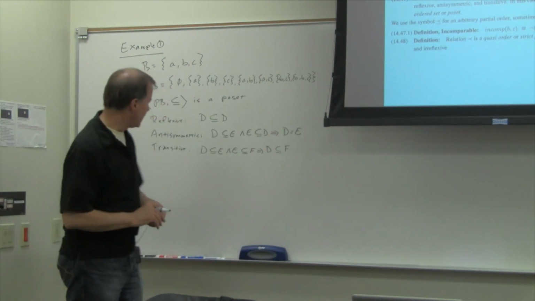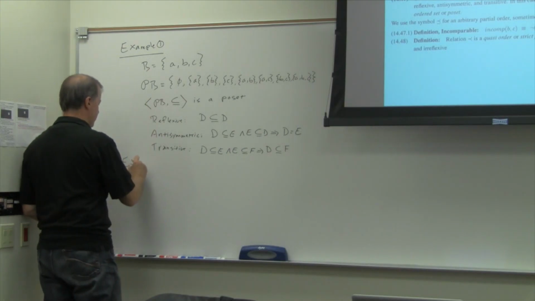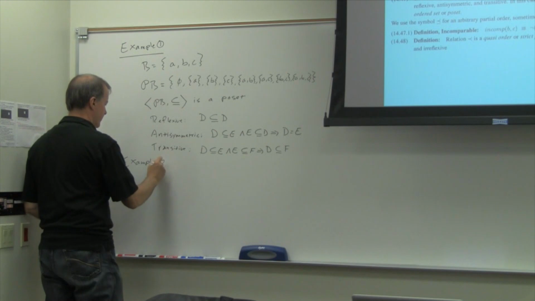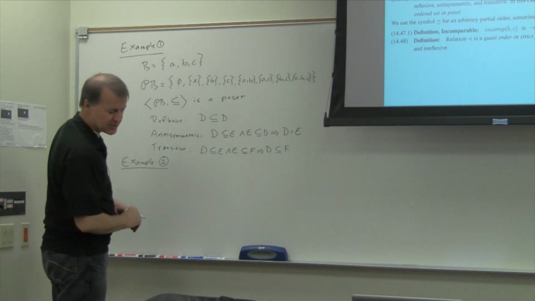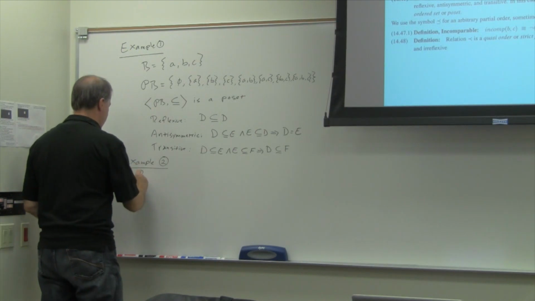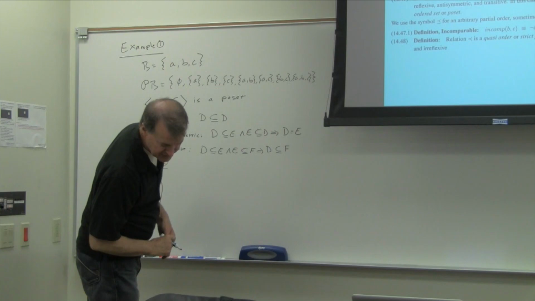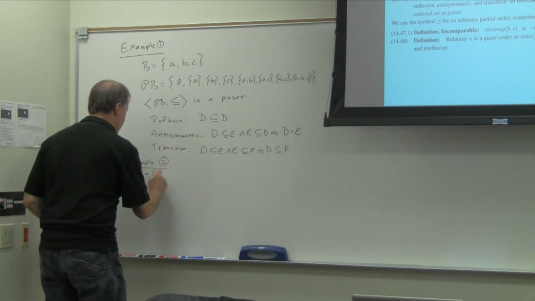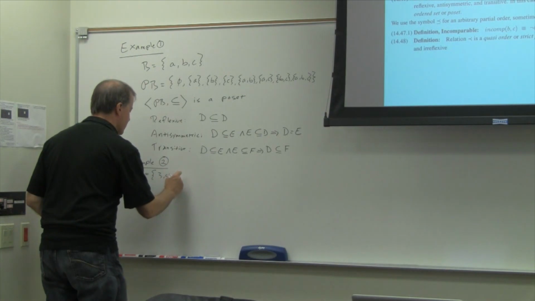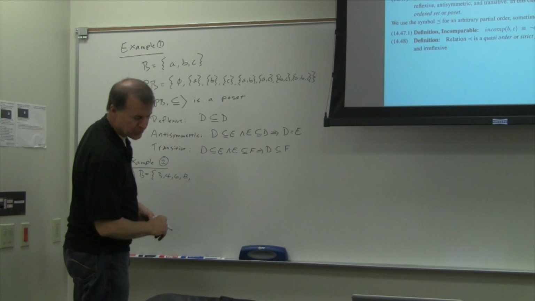All right. Let's do another example. So that's example 1. Now let's do example 2. So here's what we're going to do with example 2. Let's suppose B is the set. Now I'm going to pick a few interesting numbers: 3, 4, 6, 8, 12, 24.